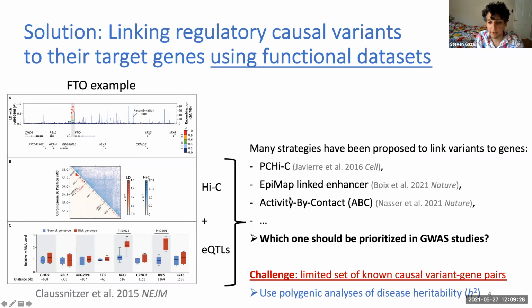Since this paper, a lot of strategies have been proposed in the field to link variants to genes. I can cite promoter capture Hi-C, which is a fancier version of Hi-C data. And you can see that it's an ongoing strong research direction, because these two enhancer maps were published a few months ago in Nature. The first one is called the EpiMap enhancer, which is basically the continuation of ENCODE and the Roadmap consortium. And the second is this new type of enhancer called the ABC enhancers.